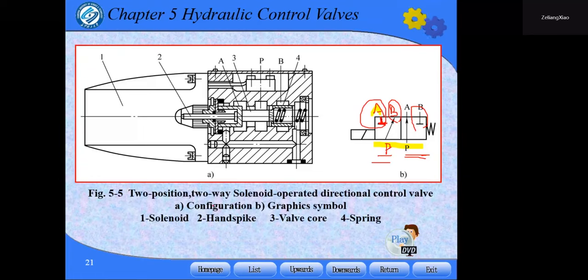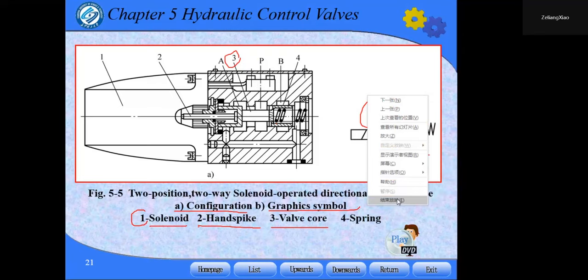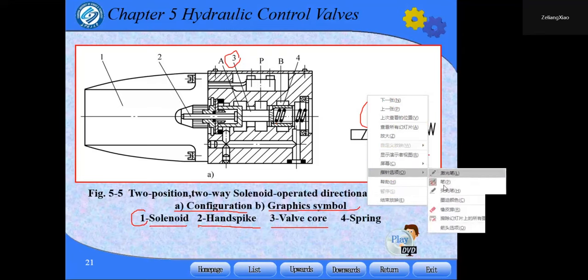So you can see figure A is the configuration and figure B is the graphic symbol. You can see A is the solenoid, one and two denote the handy spike, and three is the spool, and this is the spring. So we can play the video.